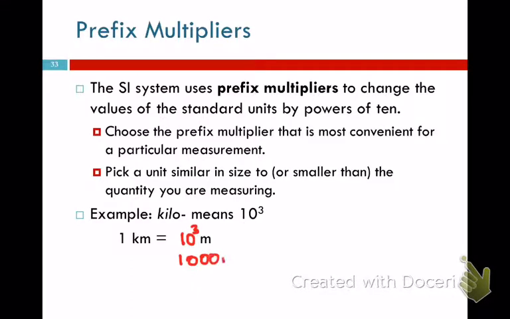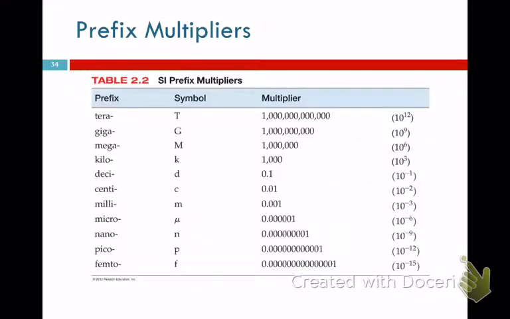My internet connection's getting a little iffy here. This is what a whole bunch of them look like. And this is what I want you to know, okay? I'm going to mark it on the side here. From nano, like nanotechnology, to giga. That's that whole range here.